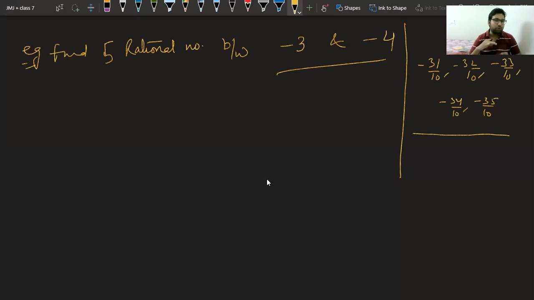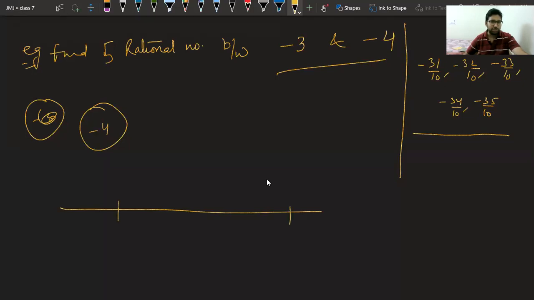Now, class, tell me one thing. Amongst minus 3 and minus 4, which will come on the left side, and which will come on the right-hand side? Which will come on the left side, minus 3 or minus 4? Others, please tell which number will come on the left-hand side. On the number line, where will you have minus 3 and where will you have minus 4?